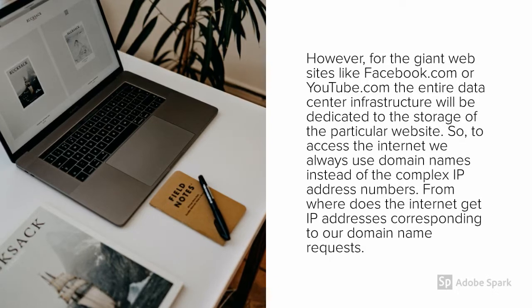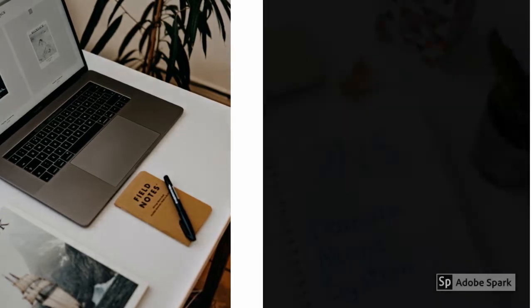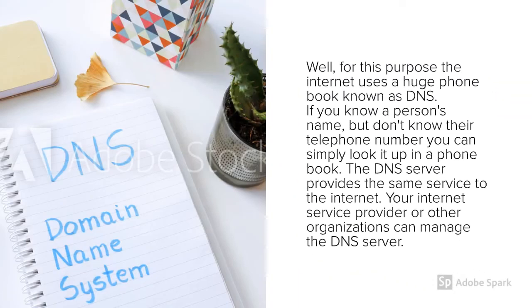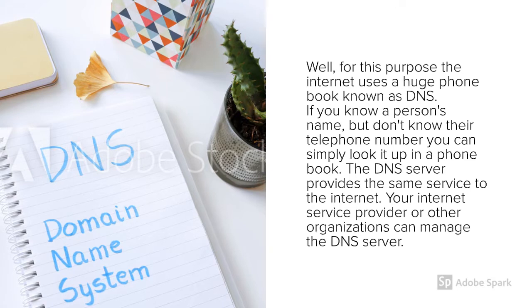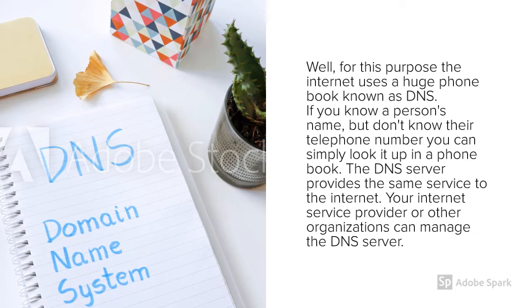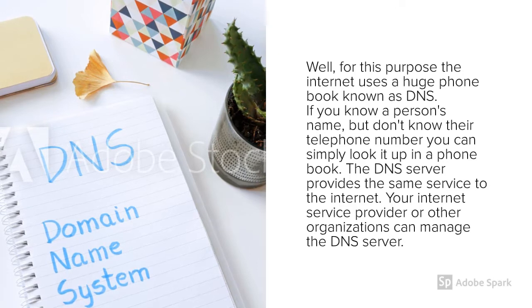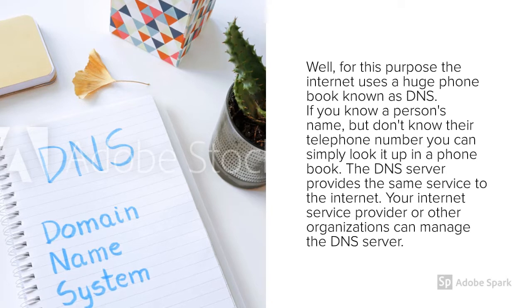From where does the internet get IP addresses corresponding to our domain name requests? Well, for this purpose, the internet uses a huge phone book known as DNS. If you know a person's name, but don't know the telephone number, you can simply look it up in a phone book. The DNS server provides the same service to the internet. Your internet service provider or other organizations can manage the DNS server.